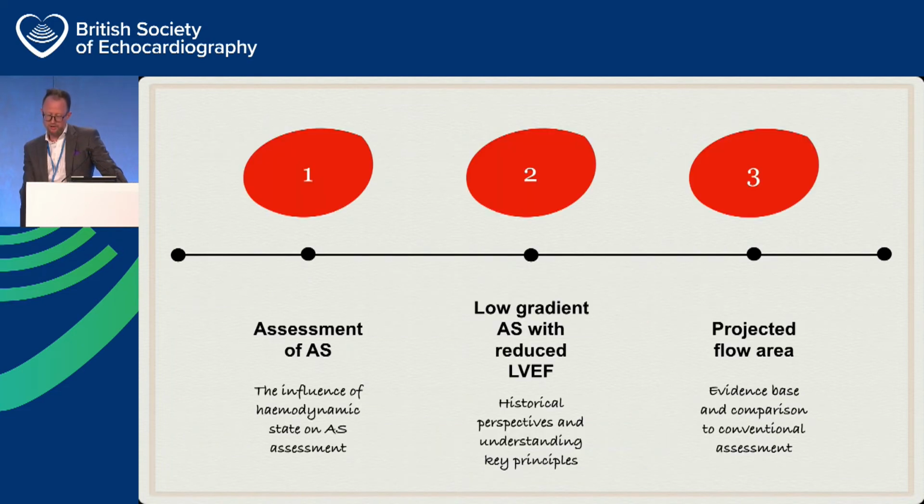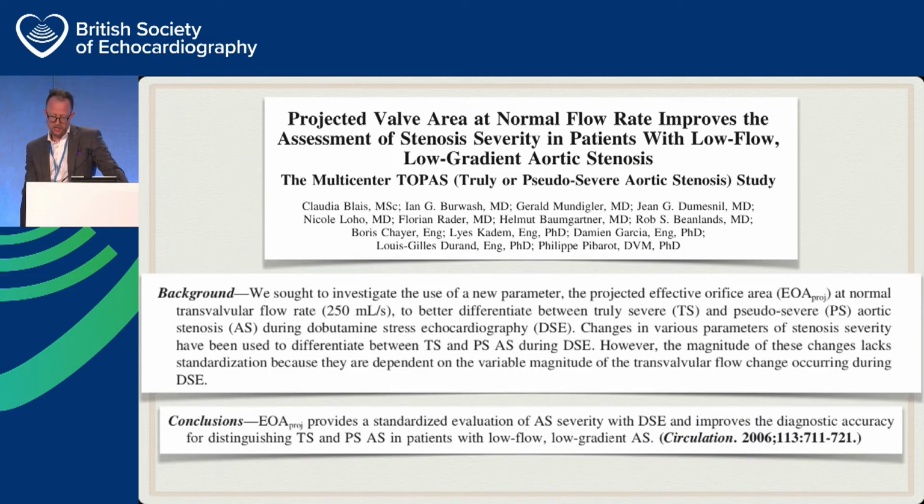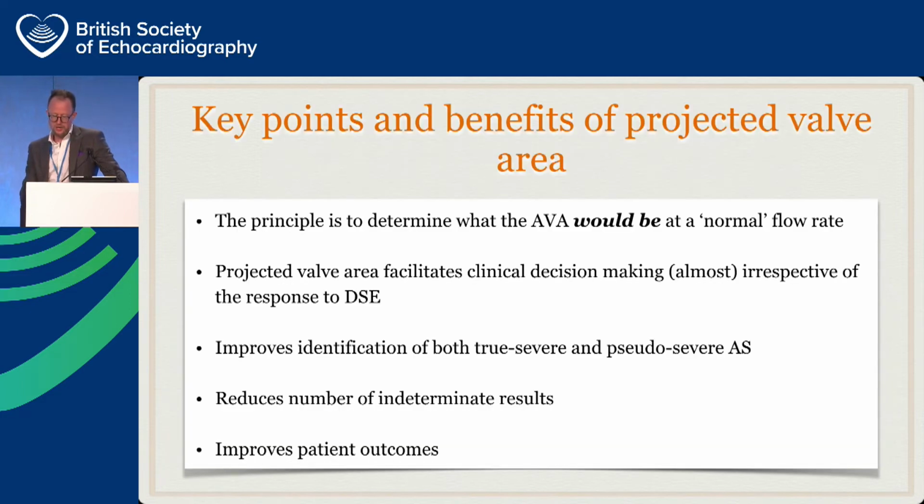What can we do in this scenario? This is where we get to this projected flow area. It's been around since about 2006 when the first article was published. It's a very simple principle: let's work out what the valve area would be if you got flow to be normal. Rather than looking at what's actually happened when it's still not great, why don't you extrapolate out and figure out what would have happened if the pump function of the heart was essentially normal, or if the flow were normal? That's the principle of this projected flow area.